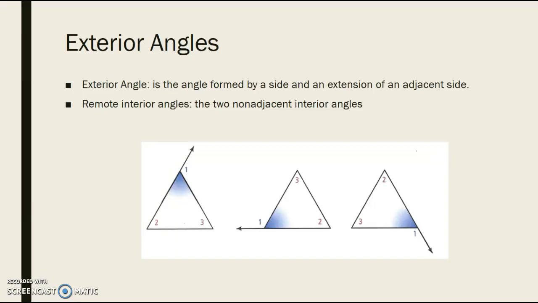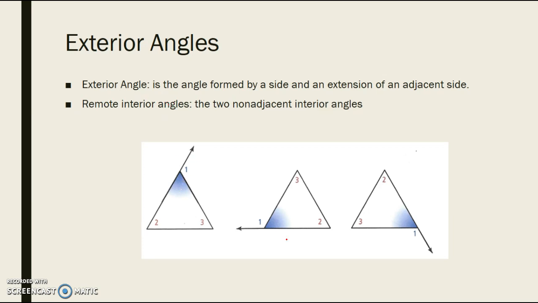So now we're going to talk about our exterior angles. An exterior angle is the angle formed by a side and an extension of an adjacent side. So when you're looking at the images down here, our angle 1s are all exterior angles. It also makes sense they're outside of the triangle. And our remote interior angles are the two non-adjacent interior angles.